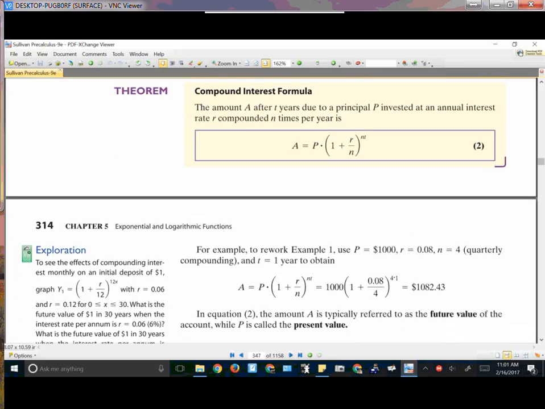Compound interest. Okay. A, your amount, and your principal. Again, principal is what goes in. Your N is compounded how many times per year. R is your rate, T is your time. Again, this is really just plugging it in and putting it in the right spot and calculating. Nothing too spectacular.